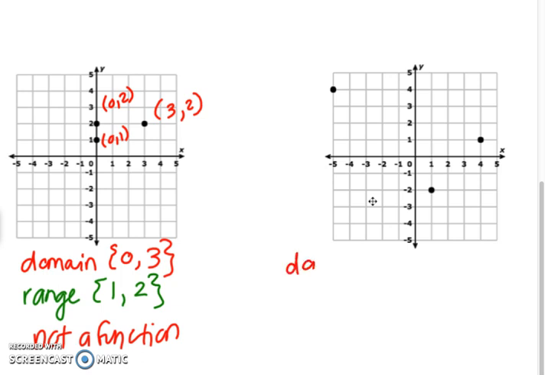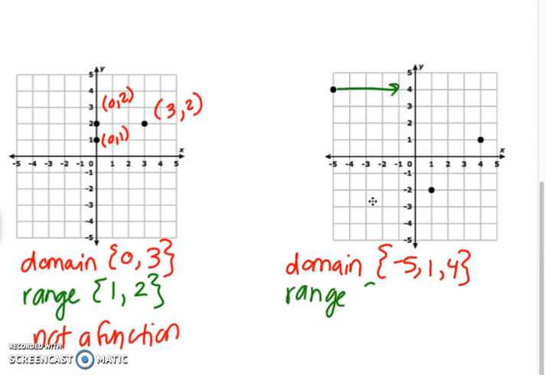All right, for domain, you just see where it hits the x-axis. So it hit at a -5. That was a 1. And then this one went to a 4. And for the range, I'm going to see where it hit the y-axis. So for range, I started with a 4, a 1, and then a -2. Okay.